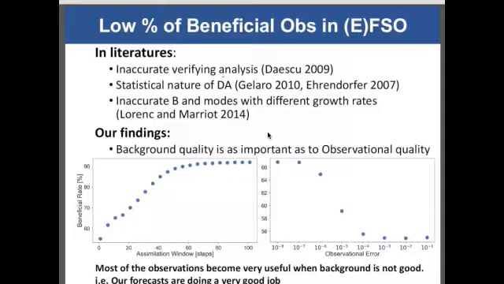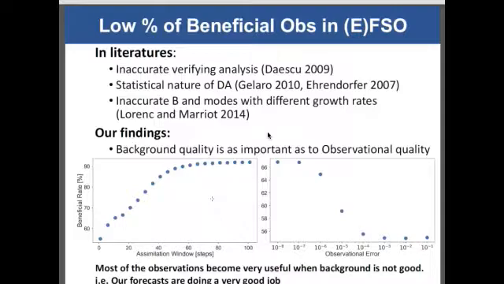So here what I'm doing is that in the system, I adjust the assimilation window from assimilating every time we do a forecast to every 100 times we do a forecast. By adjusting the assimilation window, we are actually varying the quality of the background. So we can see as the background goes bad, which is here, the beneficial rate increases to 90%.